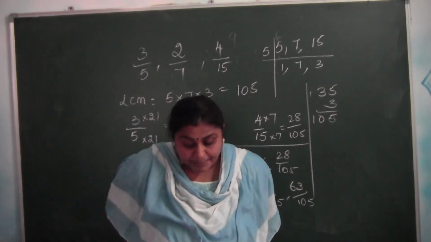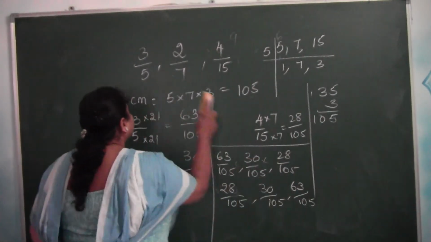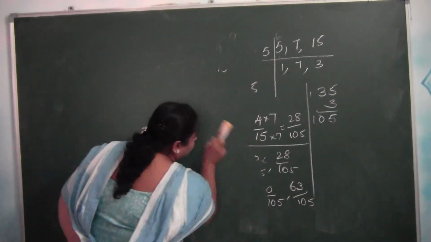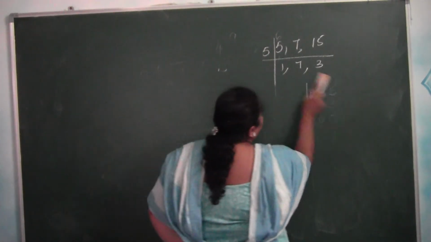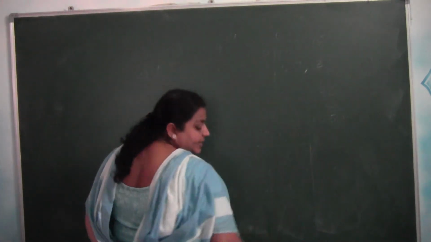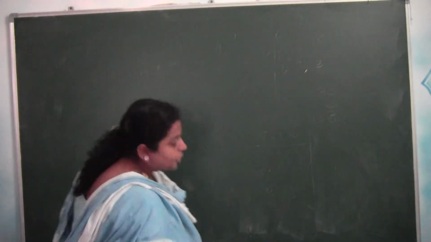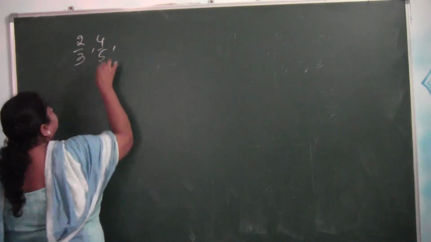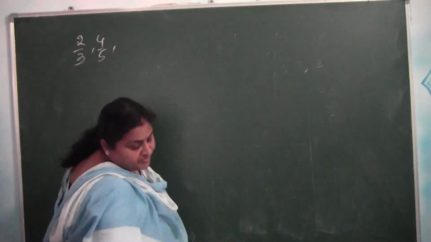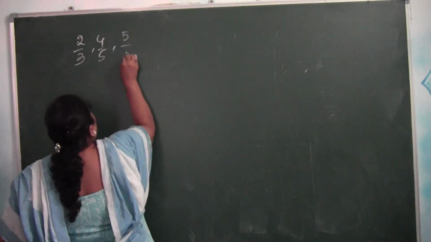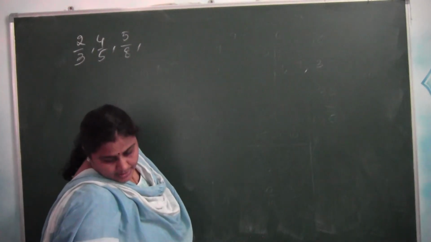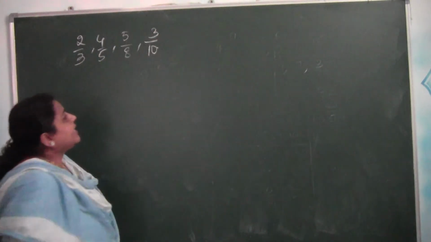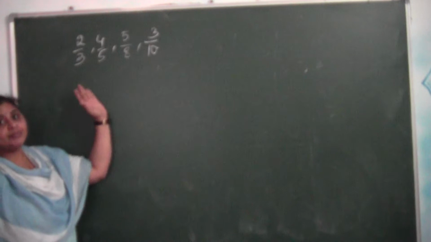Okay. Let us take comparison of 4 fractions. Let us discuss comparison of 4 fractions so that you will have a complete idea how to compare. Now let us take 4 fractions. What are those? 2 by 3, 4 by 5, 5 by 8 and 3 by 10. So I am taking here 4 fractions and I am comparing now.